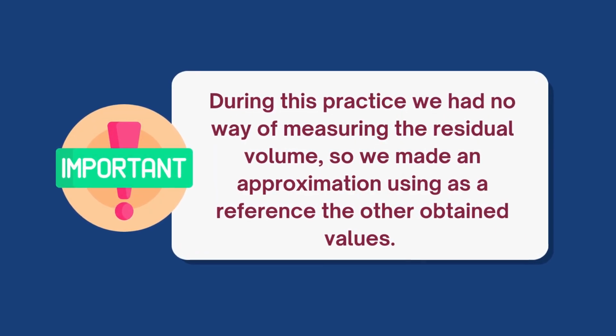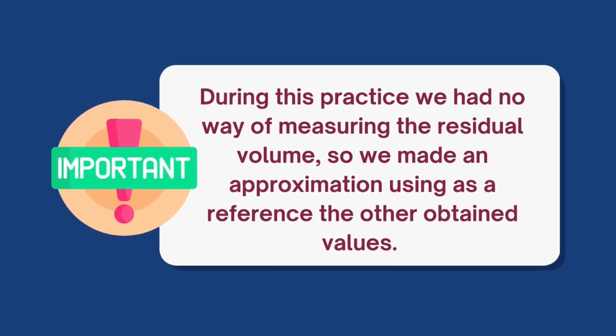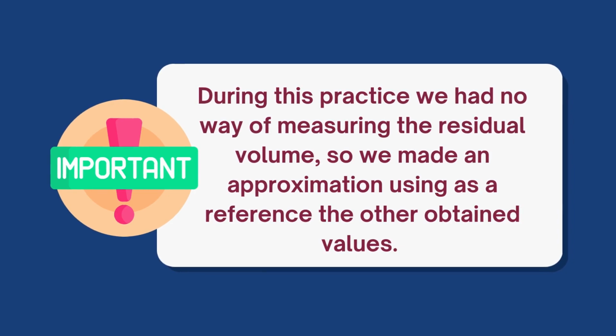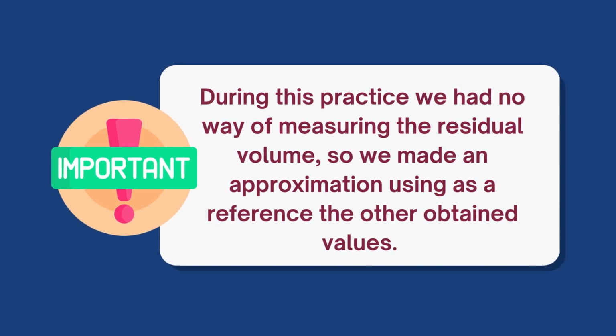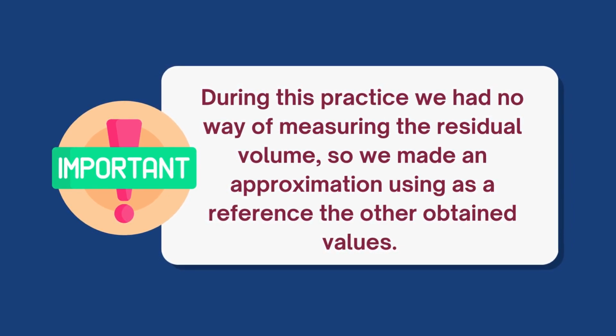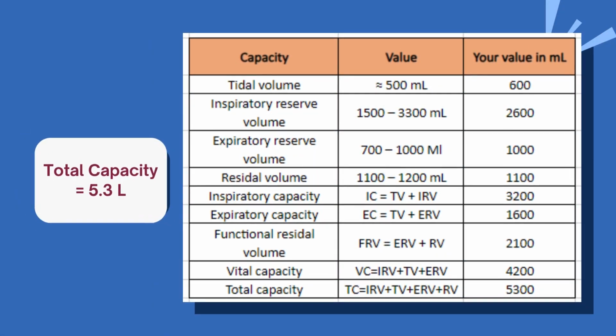It is important to note that with the values obtained throughout this experiment, it is not possible to calculate the residual volume, so it was necessary to make an approximation. To obtain the total capacity of the lungs of the subject, the following values must be added: tidal and residual volumes, and the inspiratory and expiratory reserve volumes. Adding all this together, the total lung capacity was 5.3 liters.